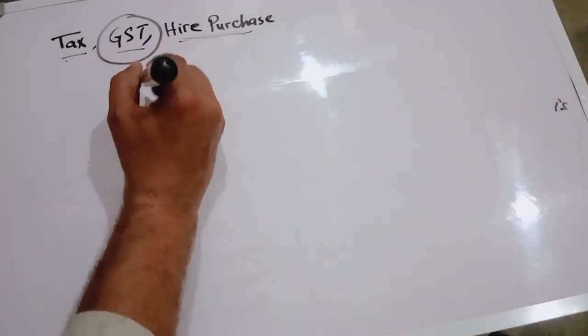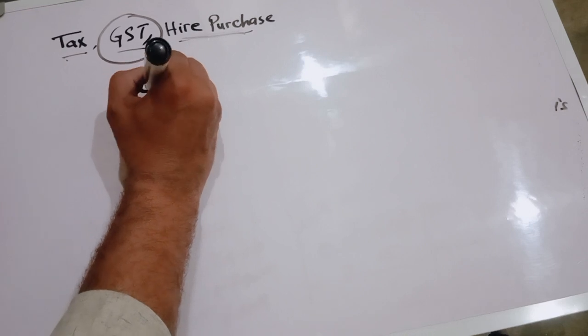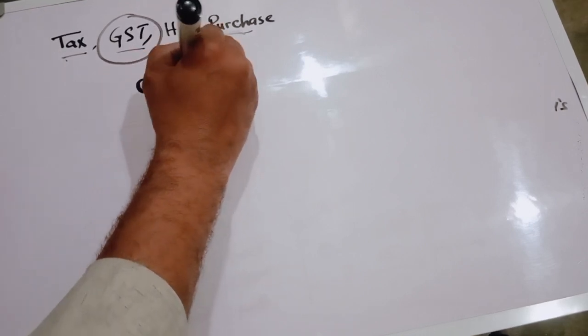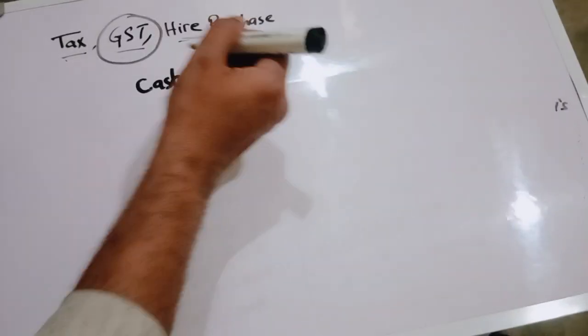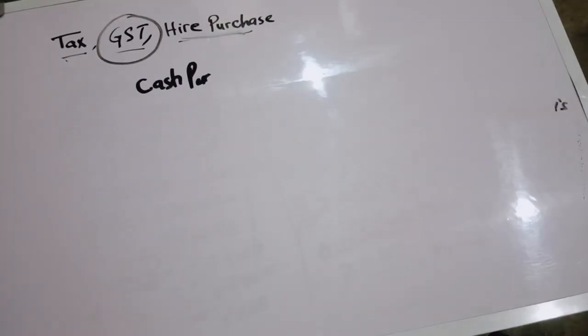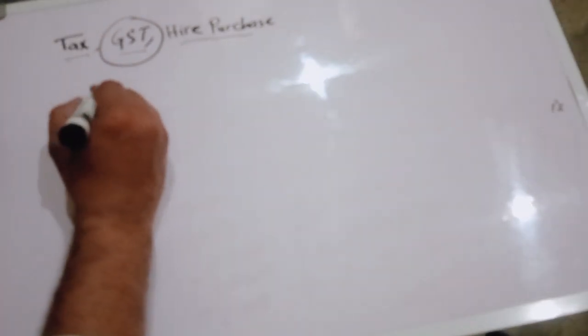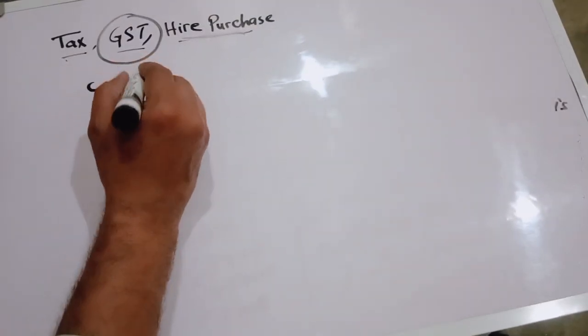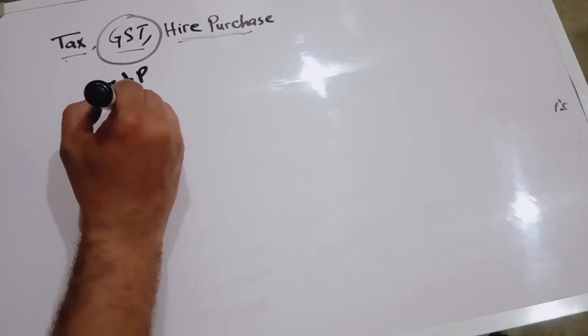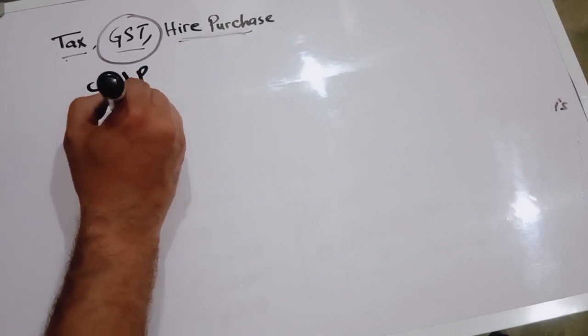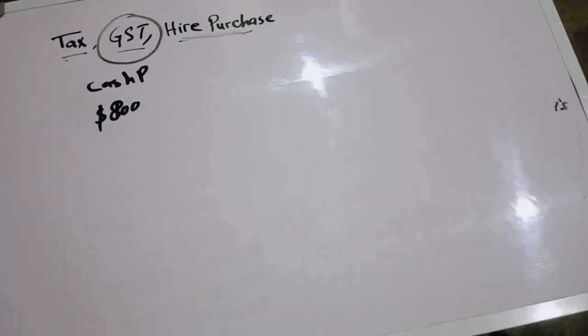Suppose we just need to make a table for this one. The first thing is cash purchase. Your cash purchase is the amount which we are supposed to pay directly to buy that particular object. Suppose the cash price for a product is $800. $800 is the amount of cash price if you want to buy any product.